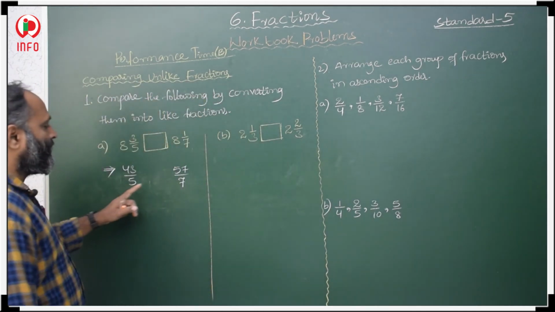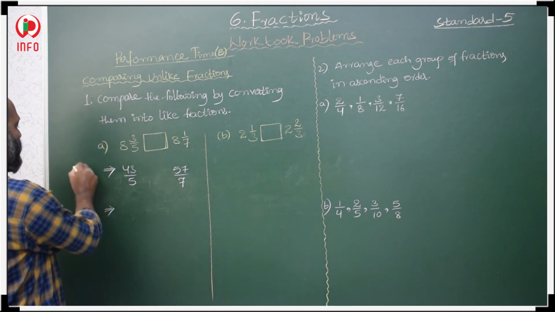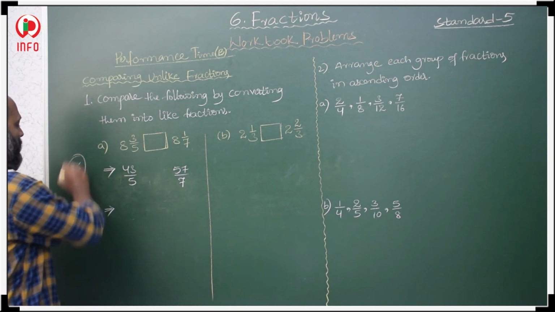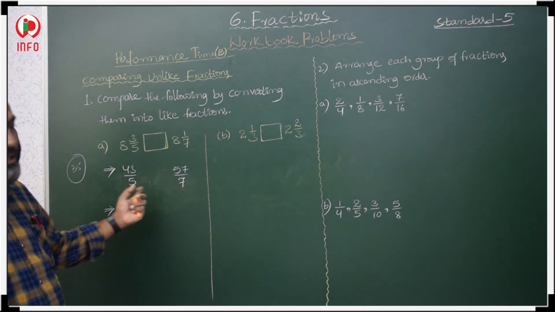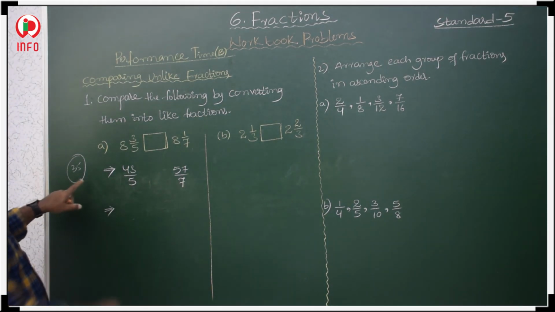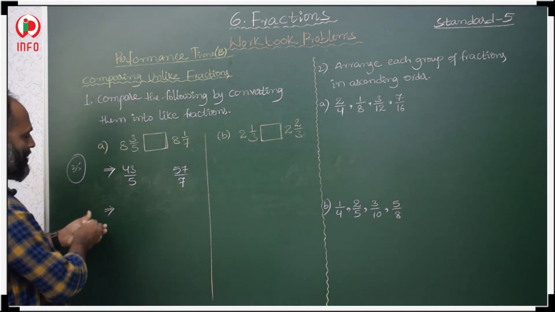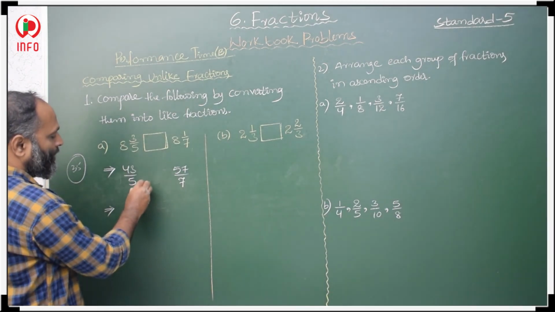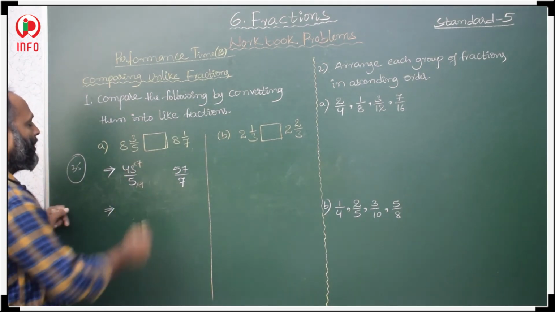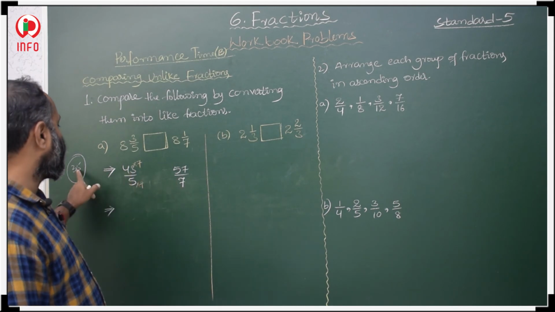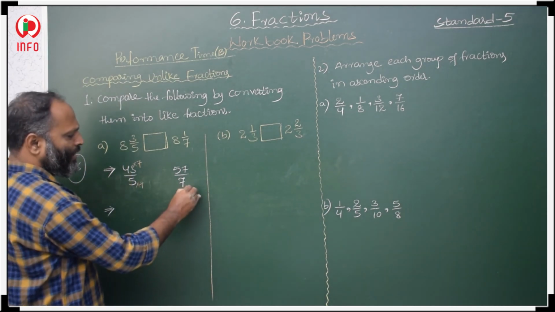5 and 7, the LCM is 35. Once you check, 35 is the LCM. In the 5 table, when you get 35, 7 is multiplied, so multiply the numerator and denominator by 7. Here also, in the 7 table when you get 35, multiply by 5.